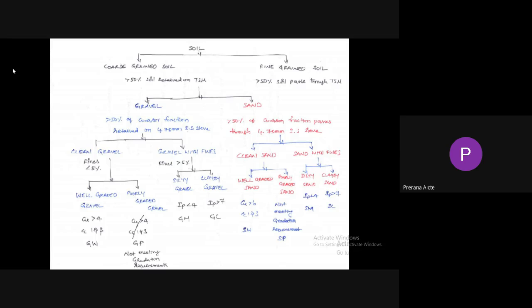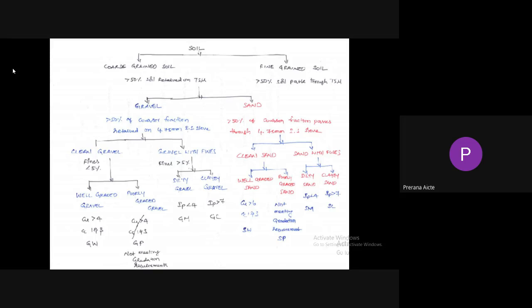Sir, suppose if fines is less than 5%, it is called clean gravel. If fines is greater than 12%, it is called gravel with fines. Suppose if fines is in between 5 to 12%, how can we classify? Now we need to go for two classifications. We will check the two classifications: one is clean gravel, another one is gravel with fines. So first, check the clean gravel.